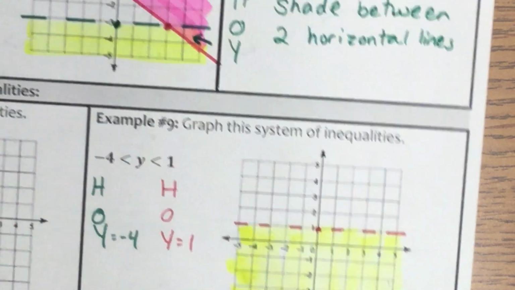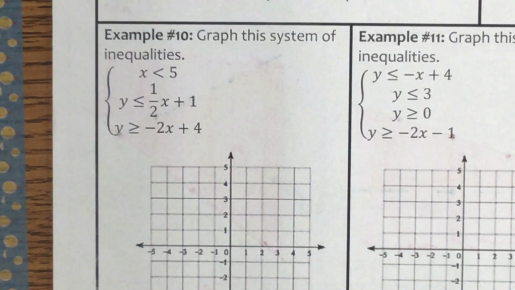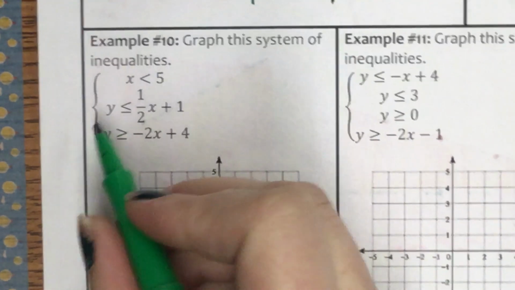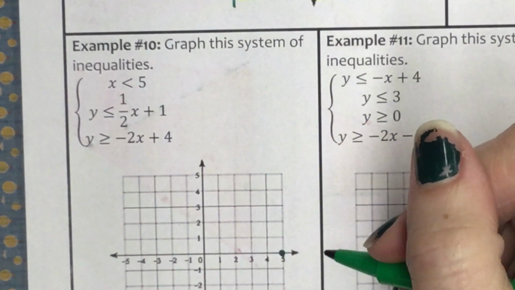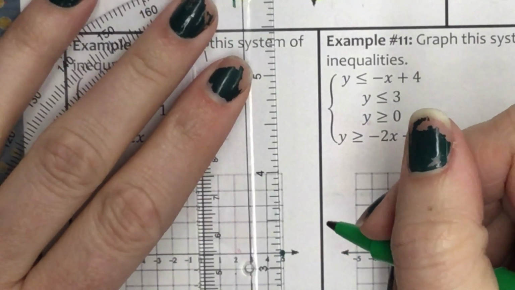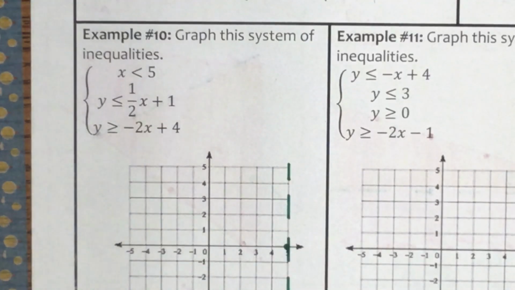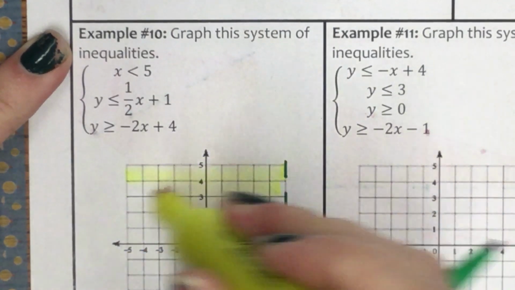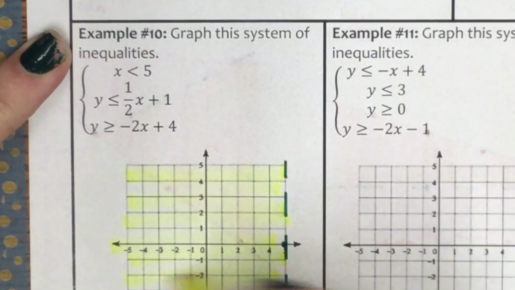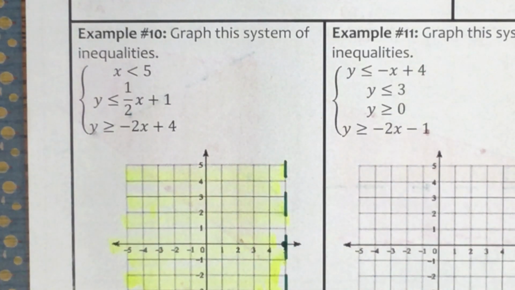All right. Numbers 10 through 12, we have 3 different lines. So we're going to graph 3 different things. First one, x is less than 5. Okay, x-axis, find the 5, dashed line, and we're going to shade left. So that's over here, which is actually the whole graph. Just not to the right of that line.